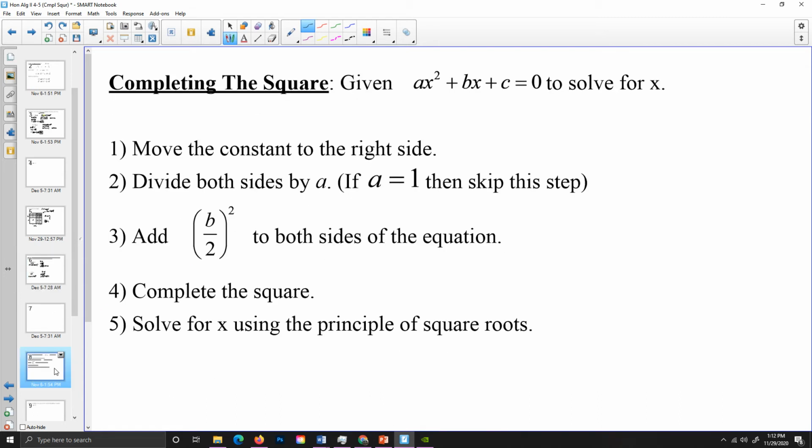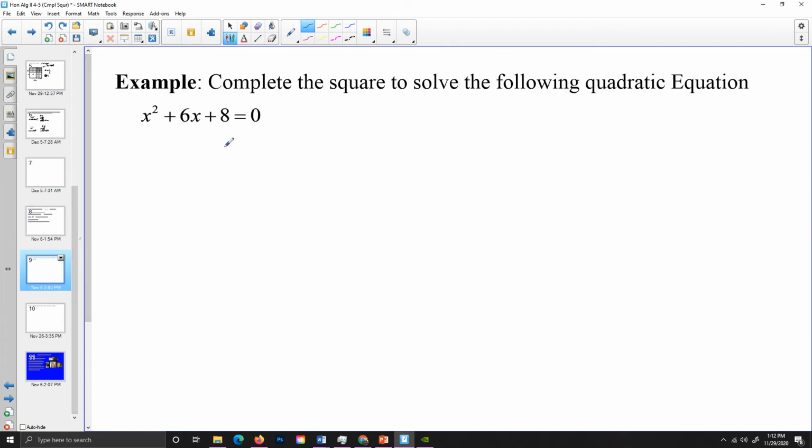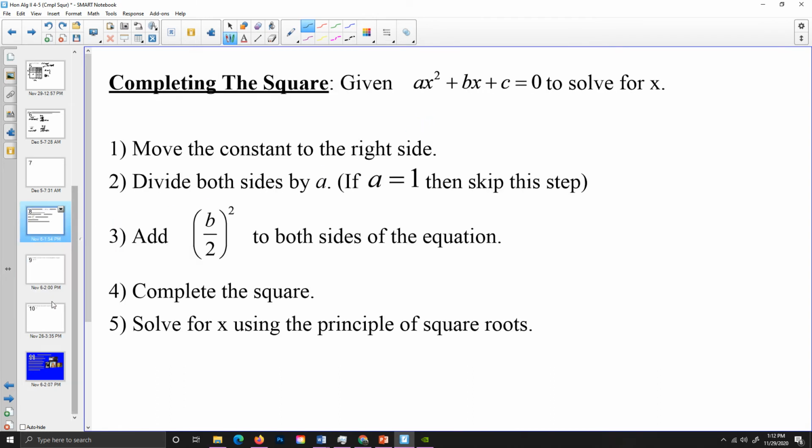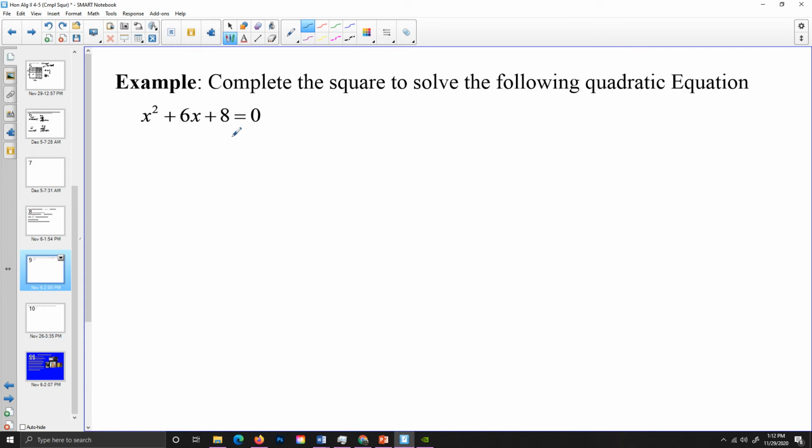And then we're going to solve for x using the principle of square roots, which we've already done. So I have two examples, one where a is 1 and one where a is not 1. And this one is, again, an easy one. So we're going to follow the steps. The steps say, first, move the constant to the right side. So my constant is my 8.